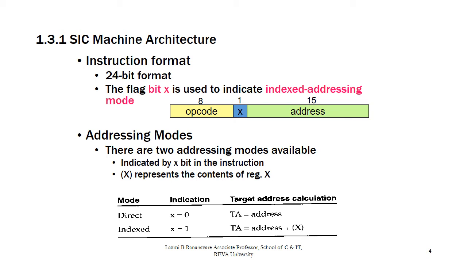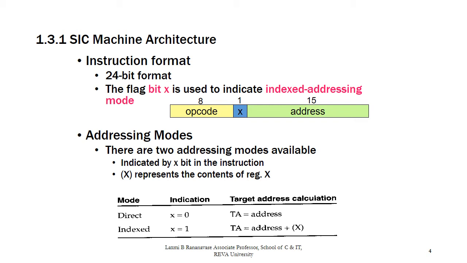The next part is X, which indicates that if this bit is set equal to 1, then it is indexed addressing. If this bit is not 1, then it is direct addressing. Then the third part is the address of the operand.